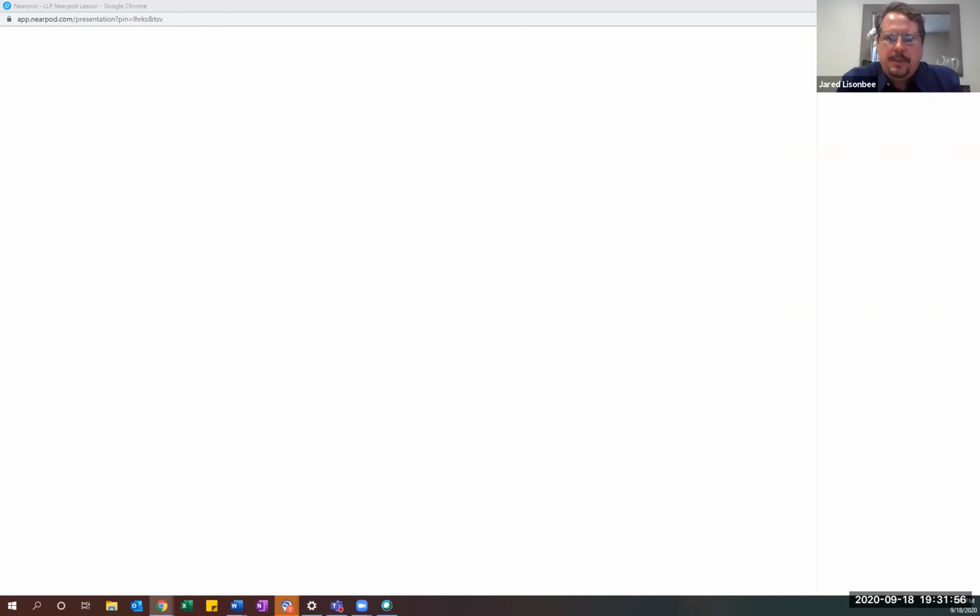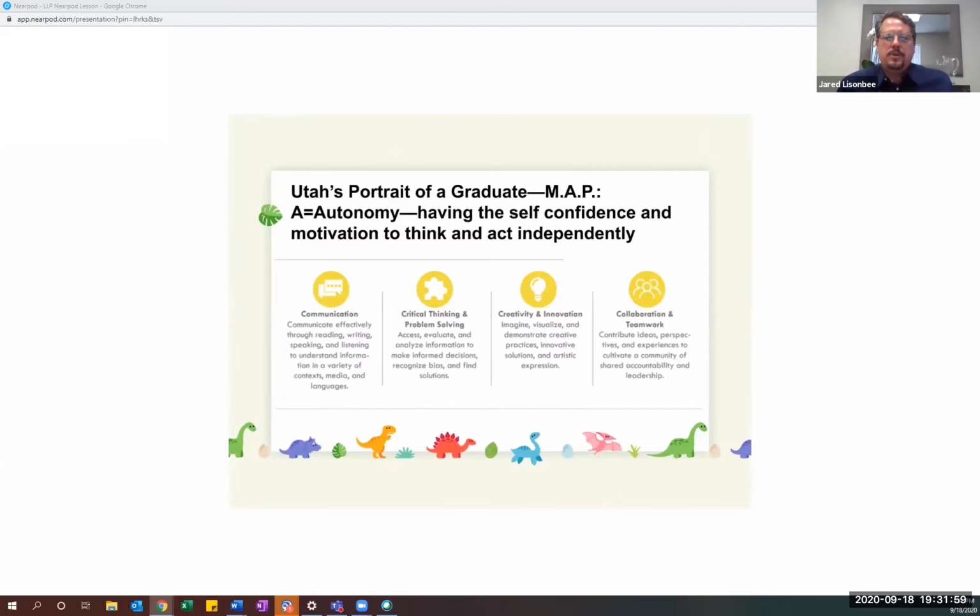Can you go to the next slide, please, Jamie? So the A section, the autonomy section here, if you look at it, there's communication: communicate effectively through reading, writing, speaking, and listening to understand information. Critical thinking has to do with accessing, evaluating, and analyzing information, making informed decisions, recognizing bias, finding solutions, the problem-solving component. Creativity and innovation: imagine, visualize, really the curiosity and creativity component. And finally, collaboration and teamwork, being able to work with other people in a community of learners.